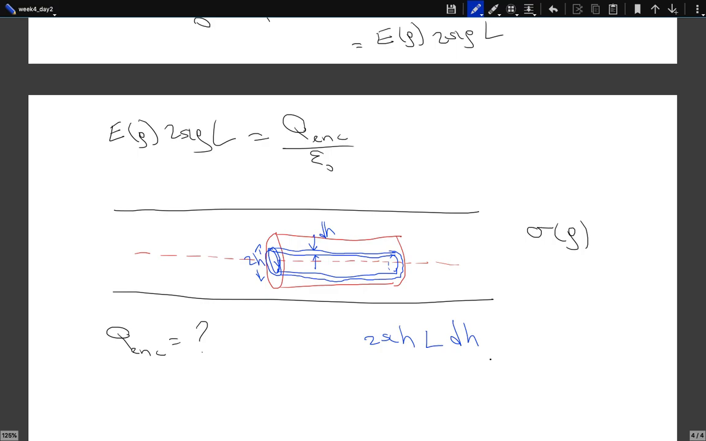And on this shell, all the points have the same rho. So the charge density is the same. So the total charge within this volume is just sigma times the volume.